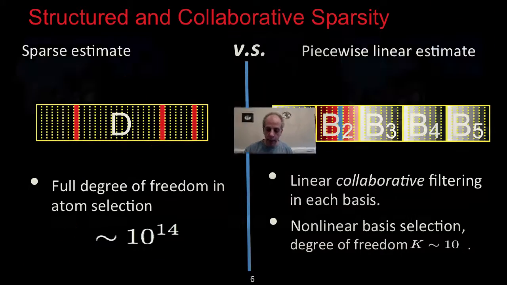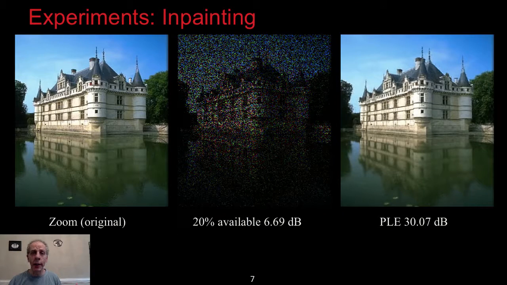Let me show you a few examples of this. This is one of the examples that we have seen before, but now with this Gaussian mixture model, or with this structured sparsity, or basically piecewise linear, because once we pick the Gaussian, we are in the linear area. Again, we have the original here. It's a zoom in into the original, only 20% available, and here is the reconstruction. We have seen a similar example with sparse coding. Now we are seeing it with the Gaussian mixture models.